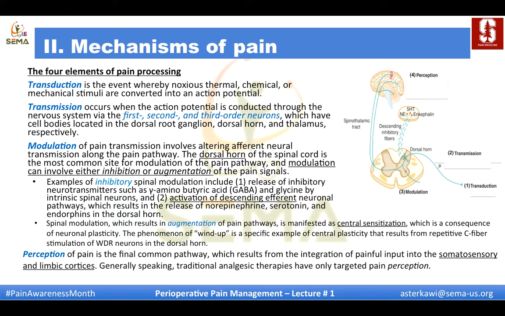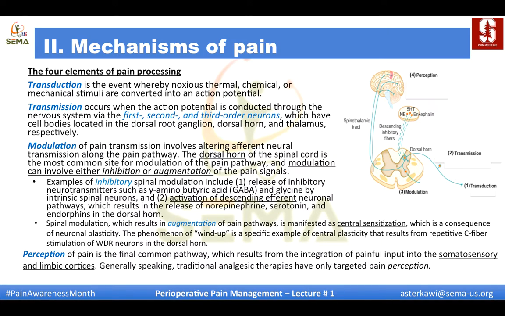The 4 elements of pain processing are transduction, transmission, modulation, and perception. Transduction is the event whereby noxious thermal, chemical, or mechanical stimuli are converted into action potentials. Transmission occurs when the action potential is conducted through the nervous system via the first, second, and third order neurons, which have cell bodies located in the dorsal root ganglion, dorsal horn, and thalamus, respectively.